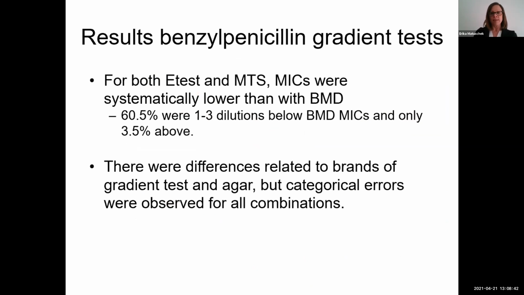So both E-test and MTS had systematically lower benzyl penicillin MICs for Streptococcus pneumoniae compared to broth microdilution. If you put all the data together, both brands of gradient tests, both media used, as much as 60.5% of the MICs were below the broth micro MICs, usually 1 to 3 dilutions, and only 3.5% above the MICs. There were some differences related to brands of gradient tests and agar, but categorical errors were observed for all these combinations. The major conclusion was that the gradient tests systematically underestimated MICs.